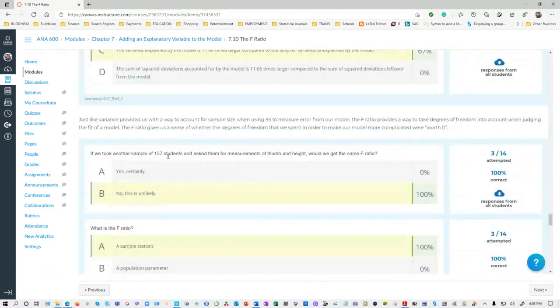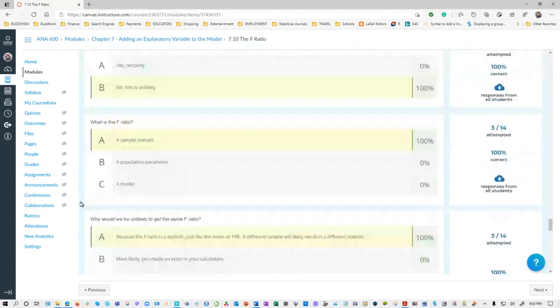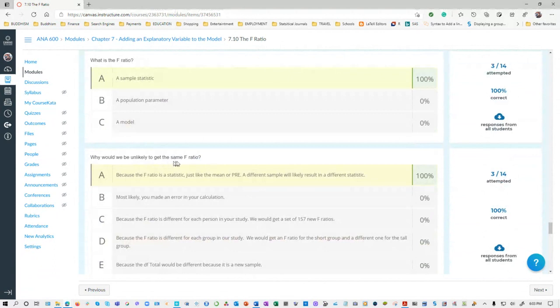So if you took another sample of 157 students and asked them the measurement of thumb and height, would we get the same F ratio? No, we're going to talk about that in the next class. No, it's unlikely. What is the F ratio? It's a statistic. Why would we be unlikely to get the same?